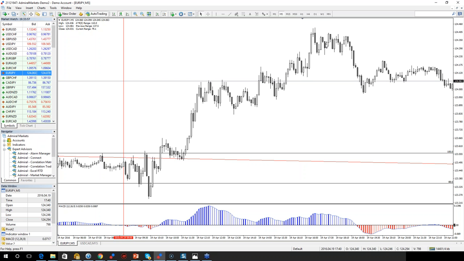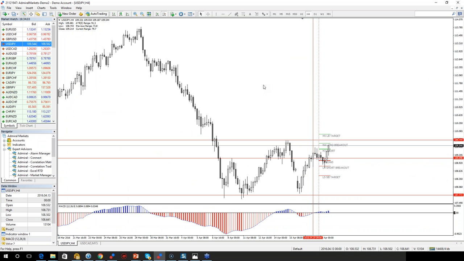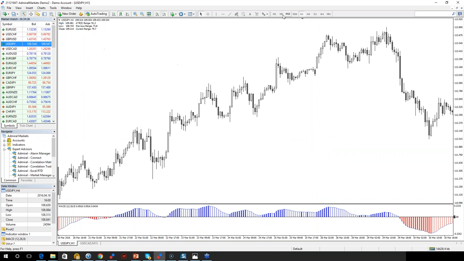So that is how you take those breakout trades, guys. If you see something on the 4 hour time frame, for example, if I see that this candle closed above 108.74, I would use that as a cue that the price wants to go more to the upside. But I don't trade on 4 hour. I use 1 hour and 5 minutes.